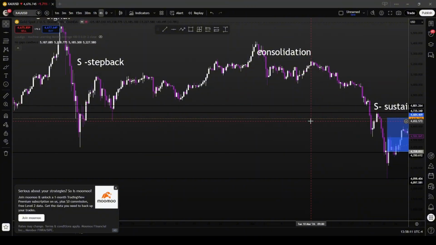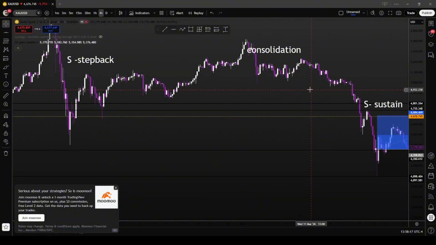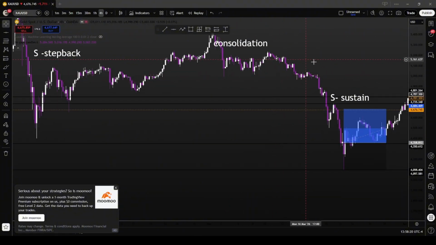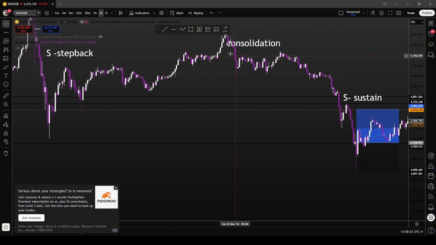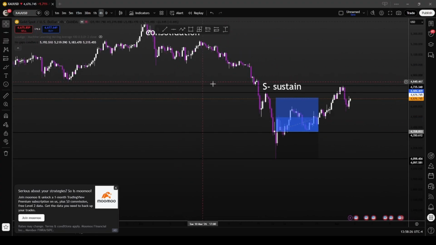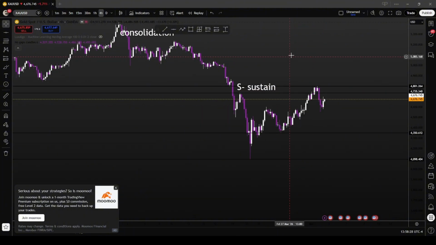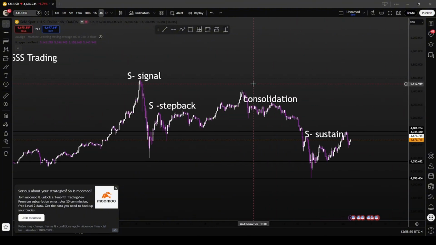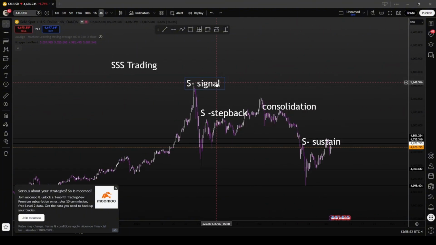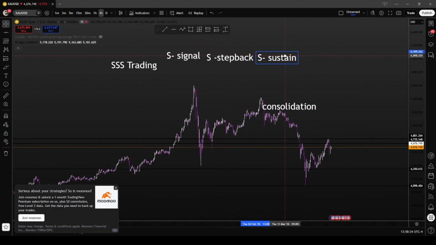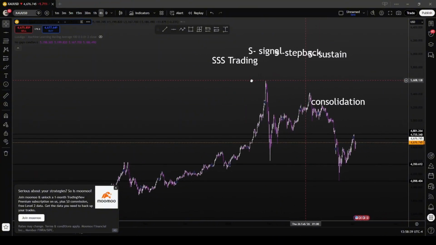You could see this coming from a mile away, and you could take your profits out anywhere in this consolidation. You could take your profits out up here. You could take your profits out here. But what I'm saying is you need to be able to see it and be comfortable not getting excited and taking out your profits early. And so that is the easy steps of signal, step backs, and sustaining, all right?